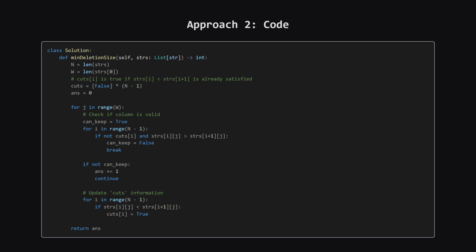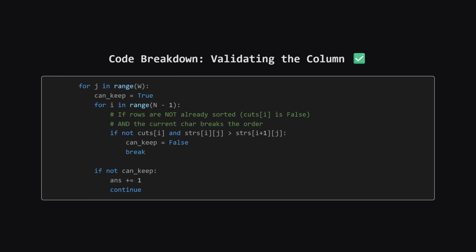Let's break down how we use it. Inside our loop of the columns, we first assume we can keep the current column. We iterate through all adjacent row pairs using I. We check two things. First, not cuts at I. This means, are these two rows currently equal up to this point?